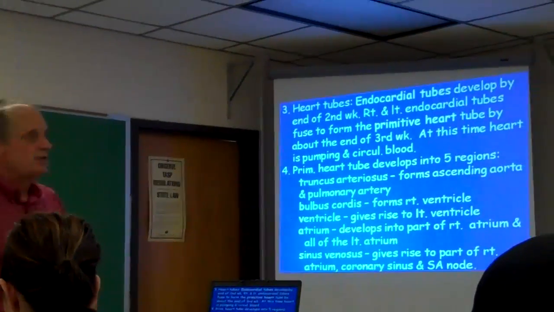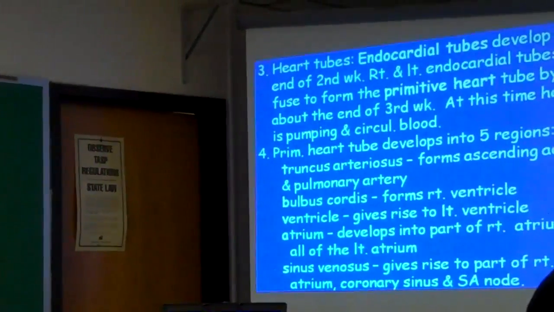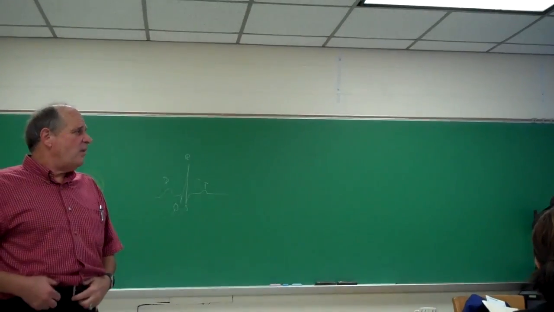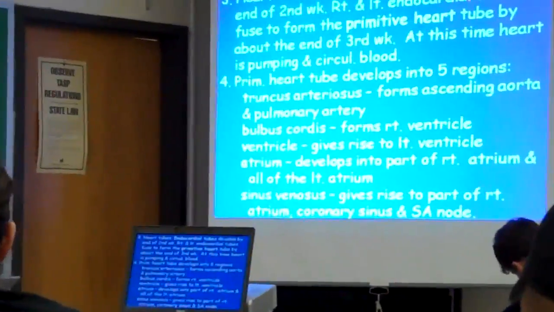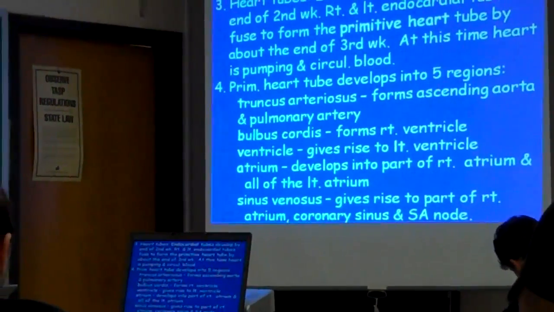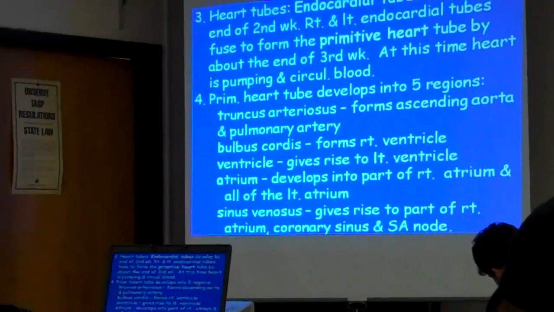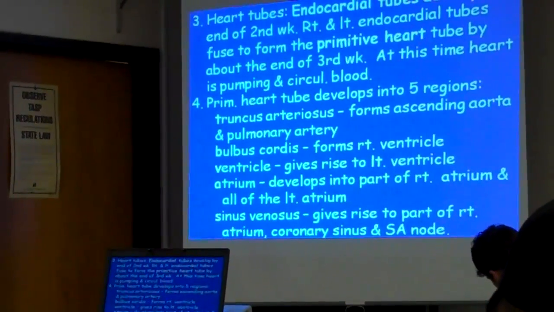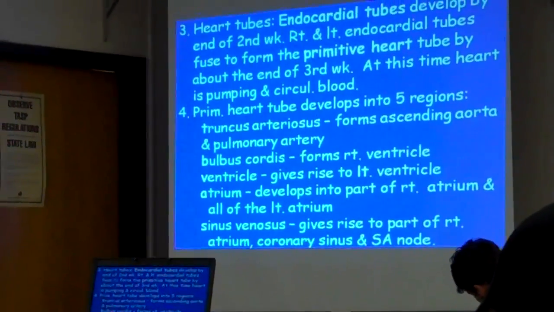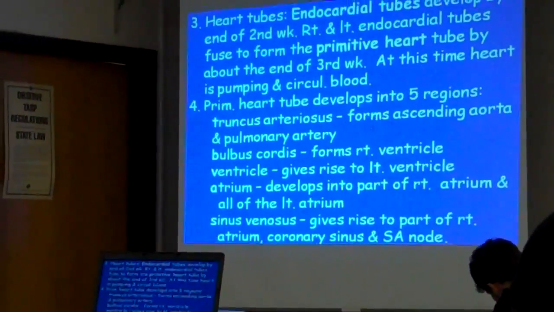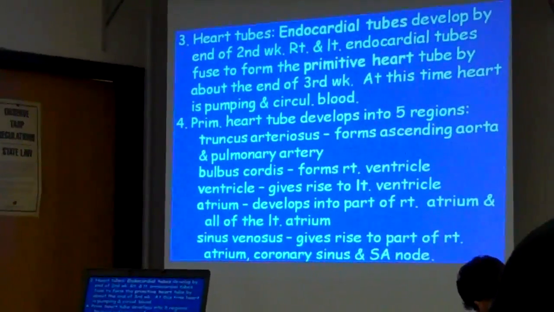All right, let's go back over these. The truncus arteriosus forms the ascending aorta and the pulmonary trunk. The bulbus cordis forms the right ventricle. The ventricle, just the word ventricle, gives rise to the left ventricle. That's pretty good. Bulbus cordis, right ventricle. You might have to tweak this in your notes because I had it wrong and I updated it as some things came out on it. Now the sinus venosus gives rise to the SA node.